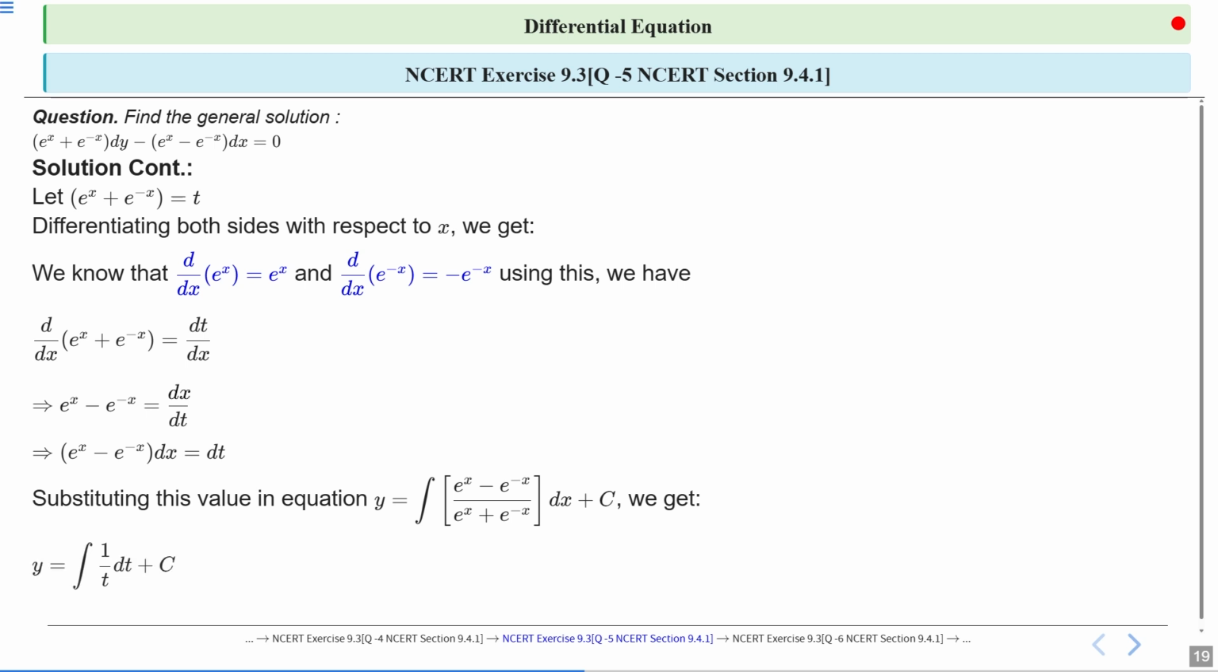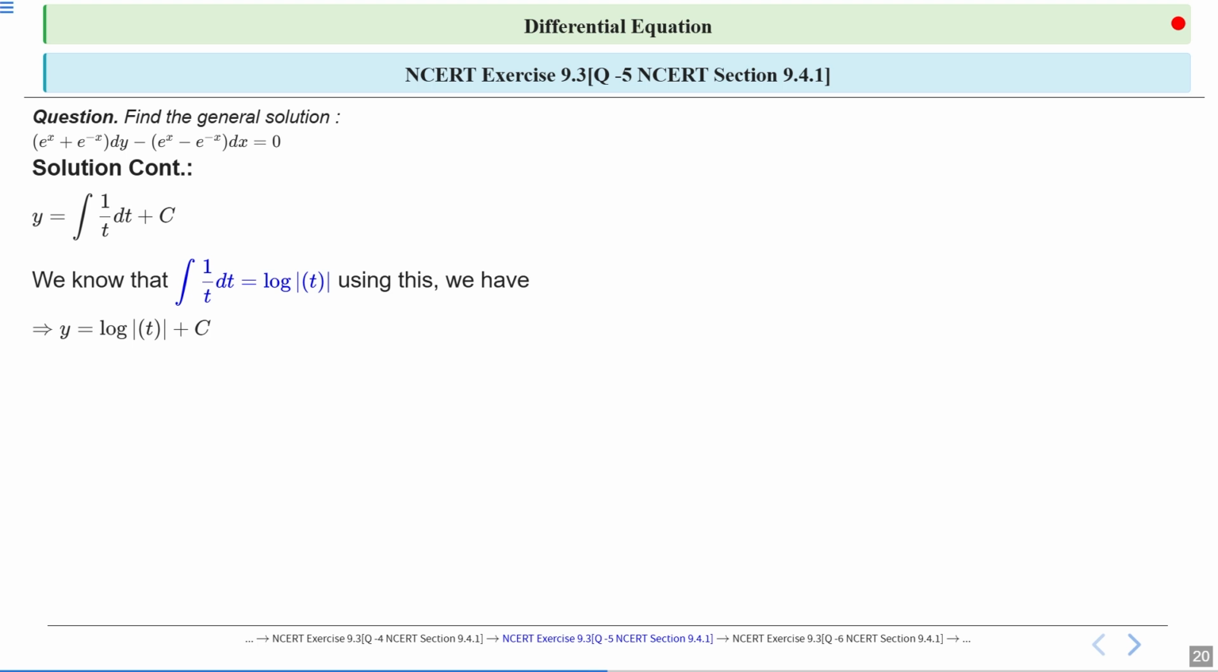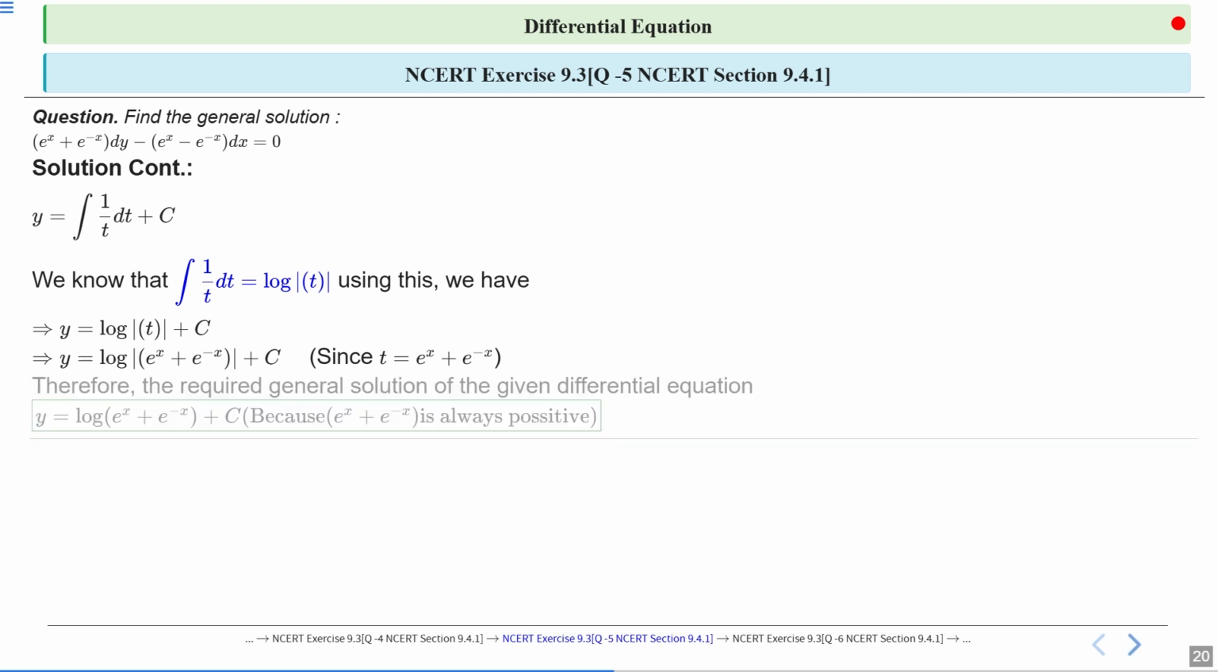In place of (e^x − e^(−x)) dx we write dt, and we substitute t for e^x + e^(−x). So we just get the integration of 1 by t dt plus c. And we know that the integration of 1 by t is log mod t. So y is equal to log mod t plus c. Substituting back the value of t, that is e^x + e^(−x), y is equal to log (e^x + e^(−x)) plus c.